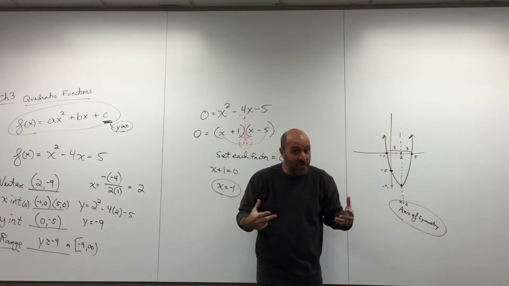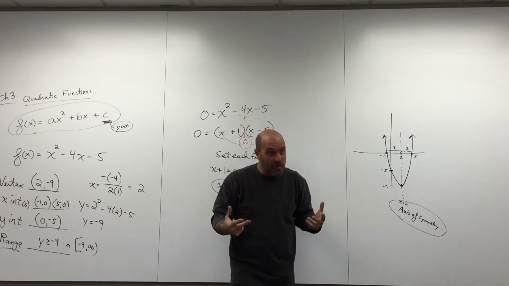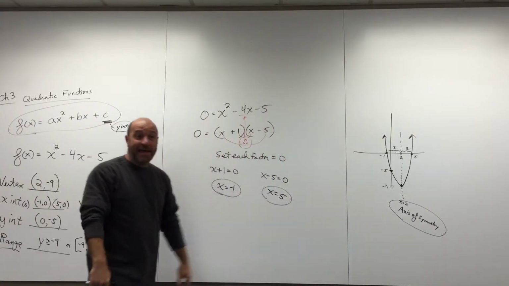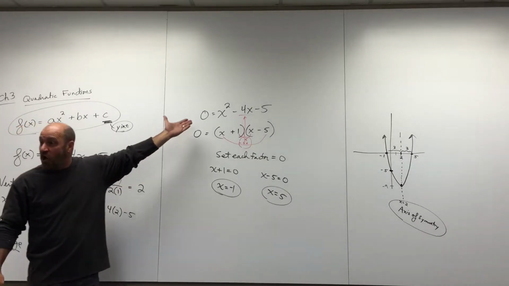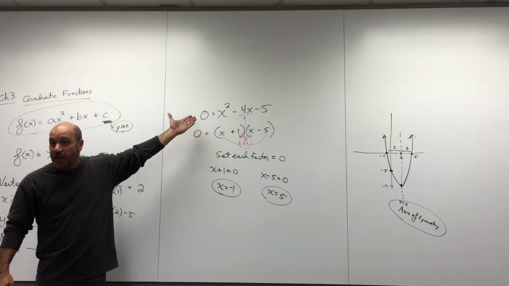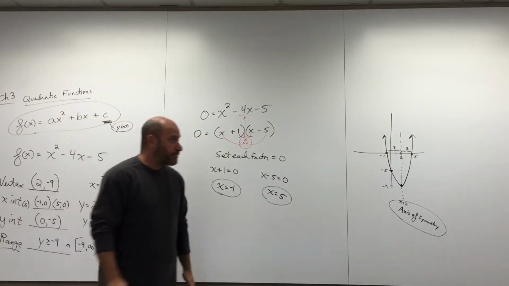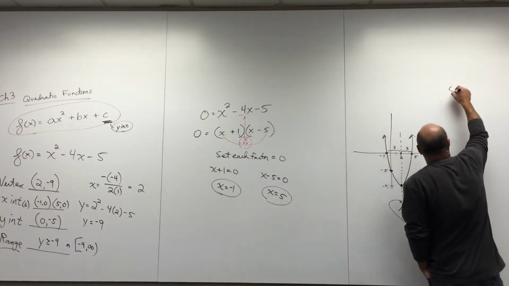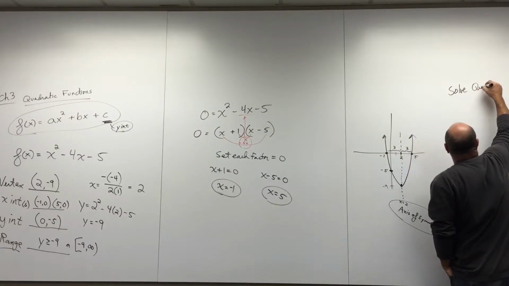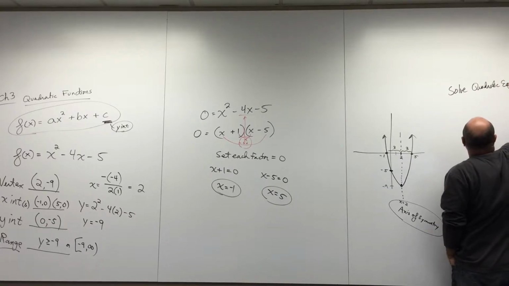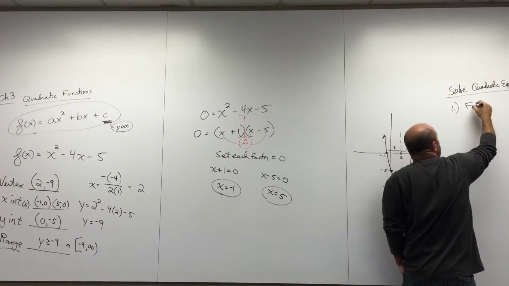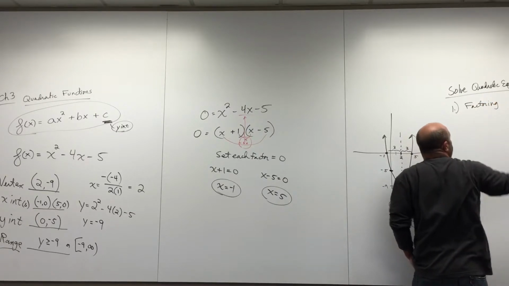This isn't a lot of new language. That's what happens with a new chapter. New language, new terminology. Some old ideas, like finding a y-intercept and finding an x-intercept, were old ideas, but what was new was I had to solve a quadratic equation. And that involved factoring. There's several ways to solve quadratic equations. One way is factoring, like we just did. We solved it by factoring.